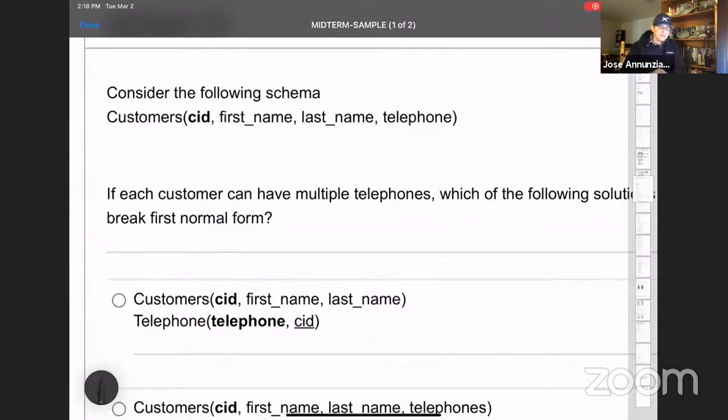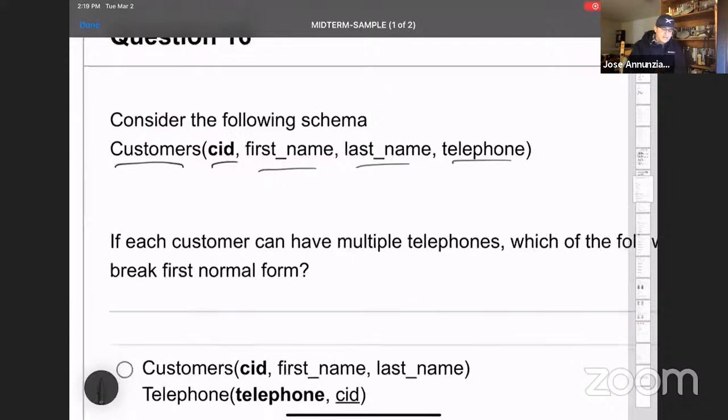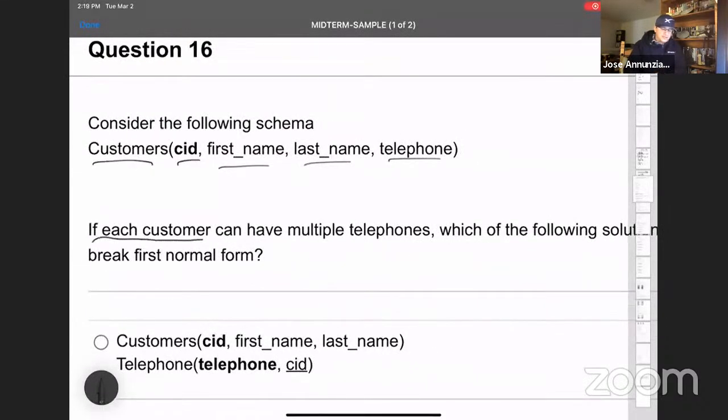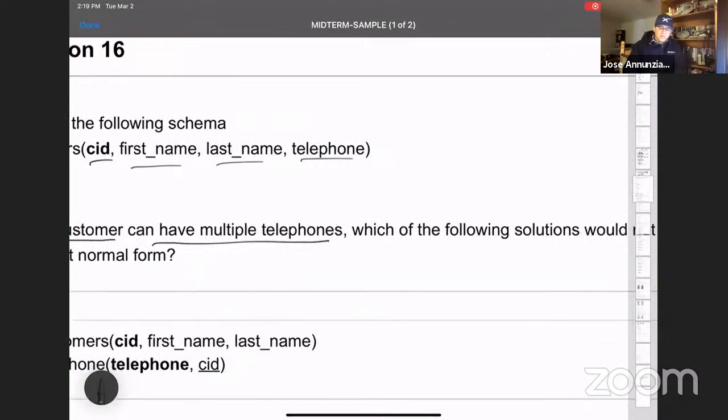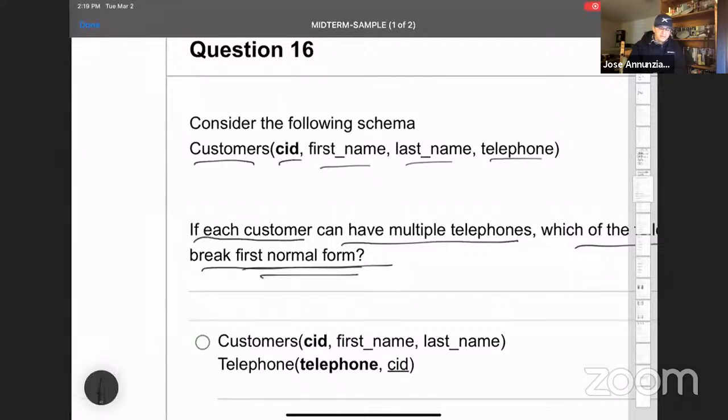This one says, considering the following schema, customers, that has the following fields: first name, last name, and telephone. Okay, so we have customers with the fields CID, first name, last name, and telephone. It says, if each student can have multiple telephones, which of the following solutions would not break first normal form?